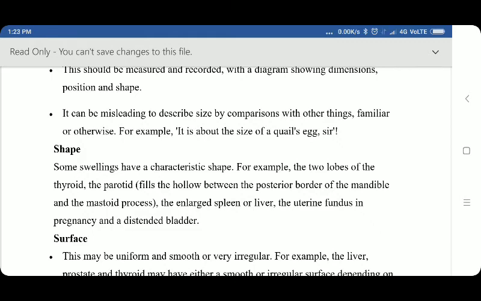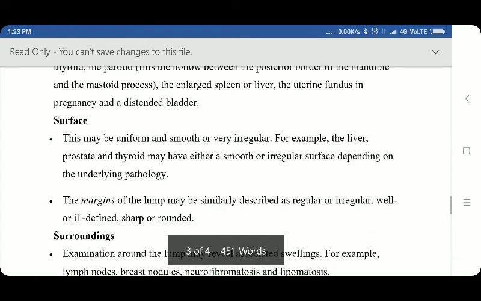Then shape. Some swellings have a characteristic shape. For example, the two lobes of the thyroid, the parotid, which fills the hollow between the posterior border of the mandible and the mastoid process, the enlarged spleen or liver, the uterine fundus in pregnancy, and a distended bladder.